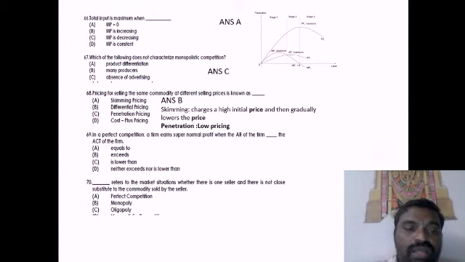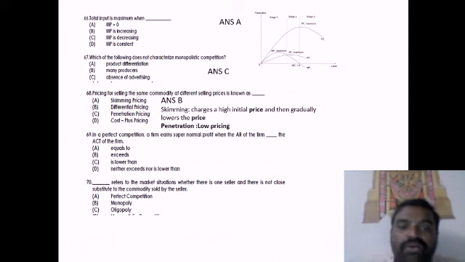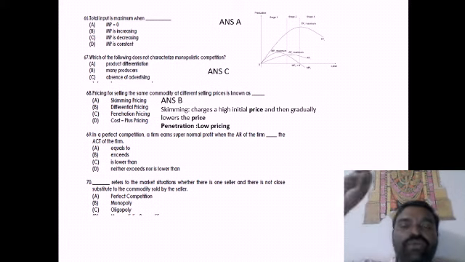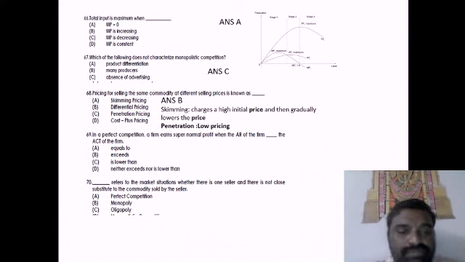So here the answer is differential pricing. Pricing for selling the same commodity at different selling prices, meaning in one area one price, in another area another price, or for one person one price, for another person another price. This is called differential pricing.